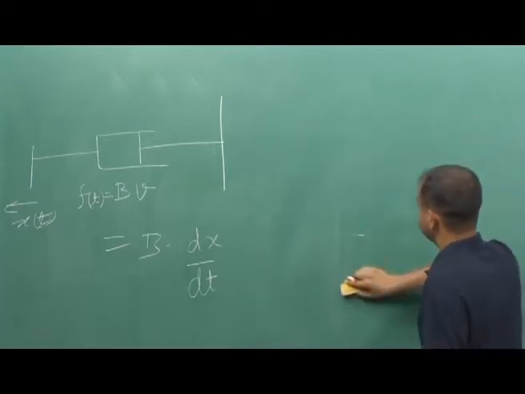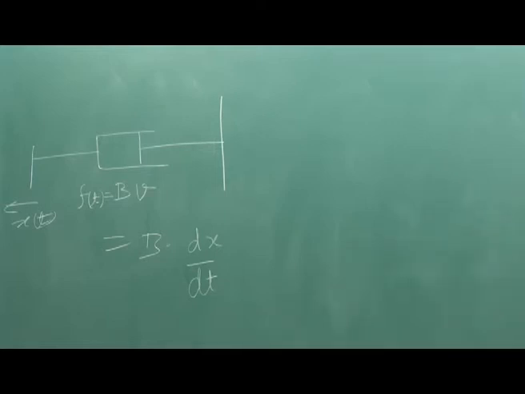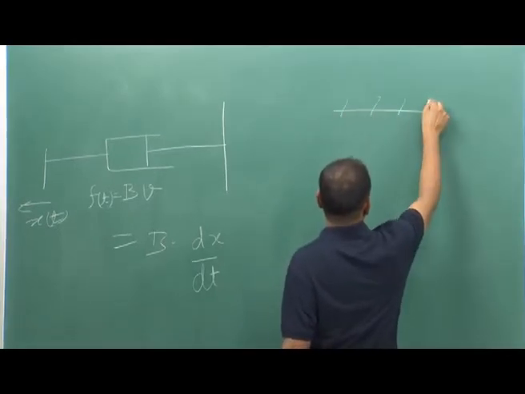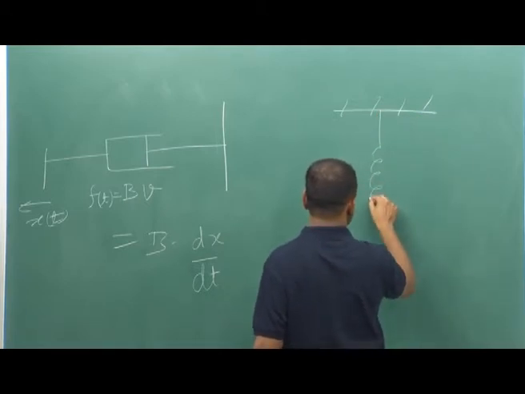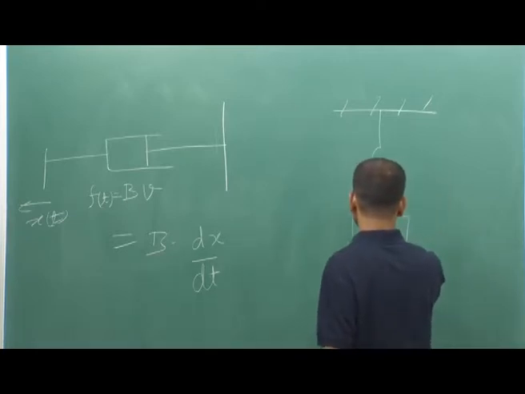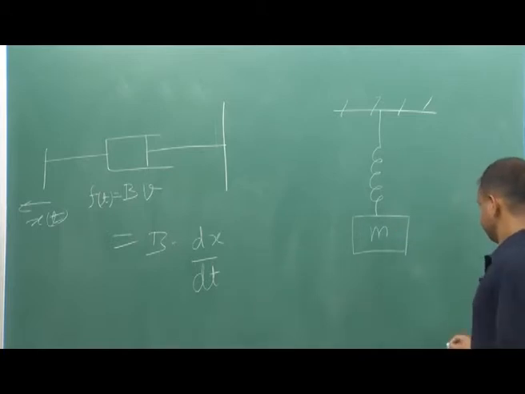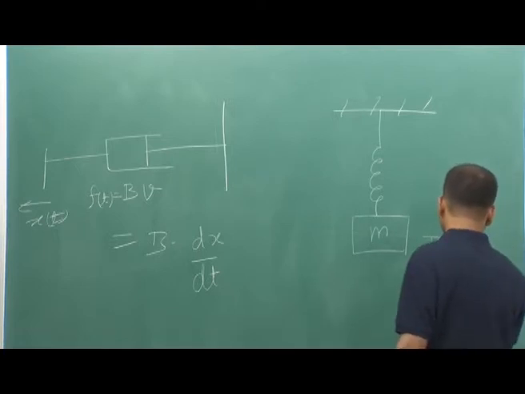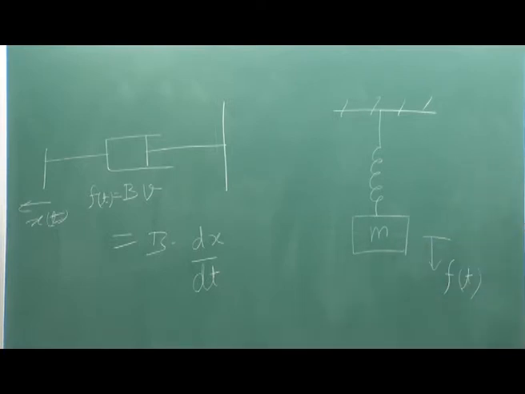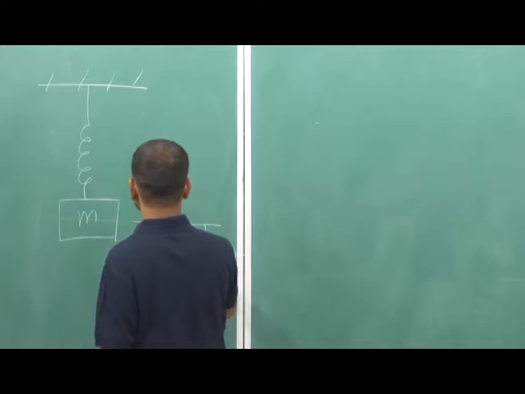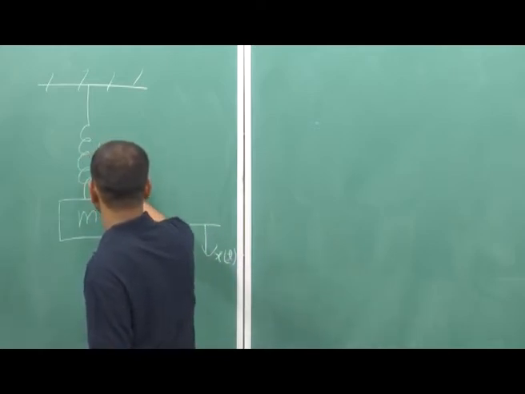Now, let us have a look at the spring, mass and damper system. Suppose we have a spring and this is attached to a mass m. We apply a force here, F of t. The displacement is x of t, and the spring constant of this spring is k.